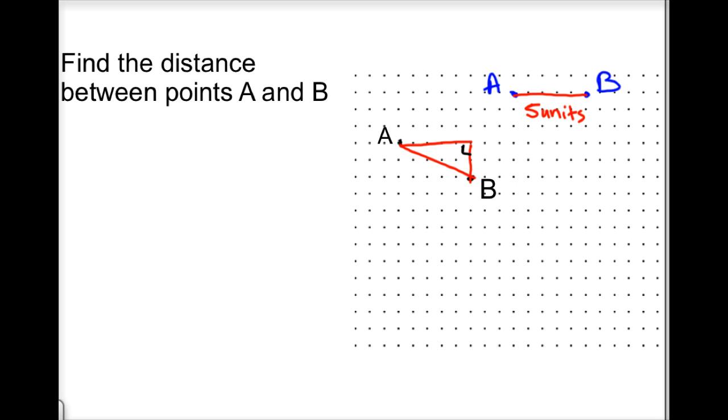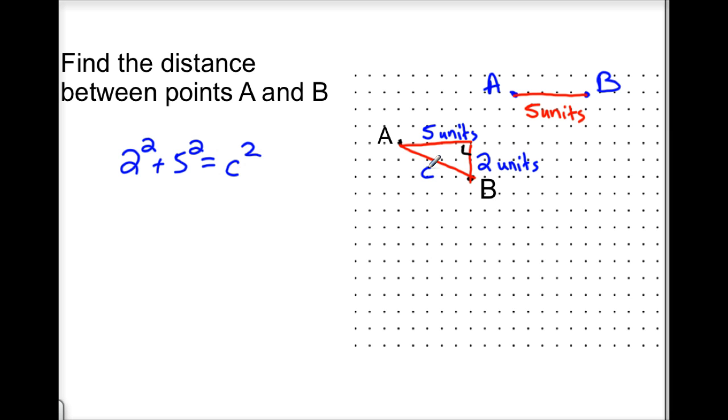So the first thing I'm going to do is count the spaces that are vertical. Vertical is up and down. There are 2 spaces here, so that is 2 units. I count over 1, 2, 3, 4, 5 units on the top. And so now I can use the Pythagorean theorem to solve this. 5 and 2 are my legs, so 2 squared plus 5 squared is going to give me c squared. And again, c would be the distance from A to B.